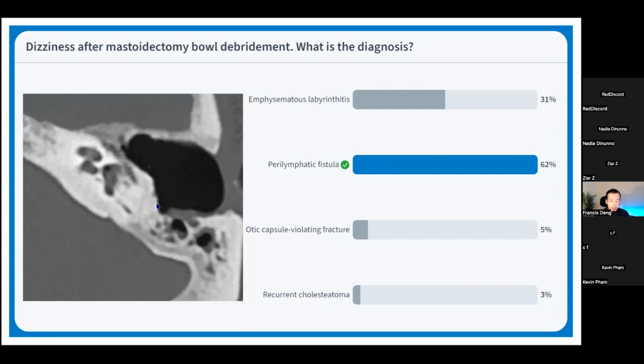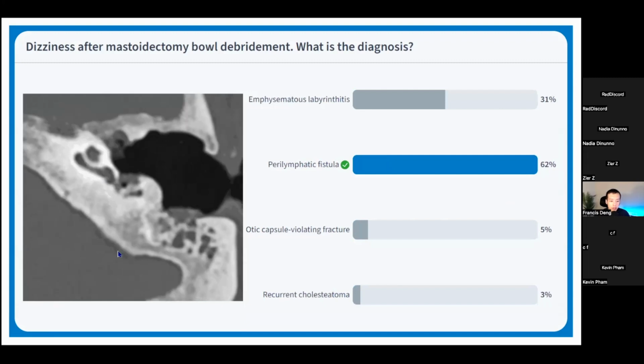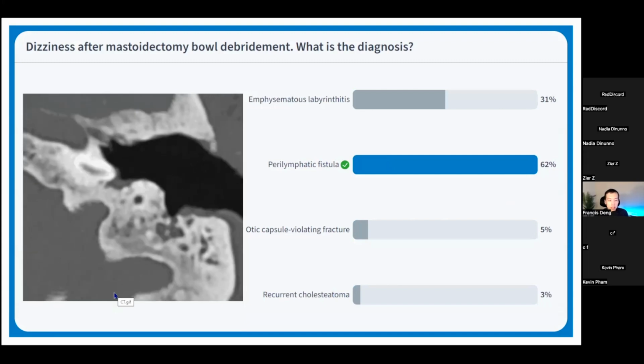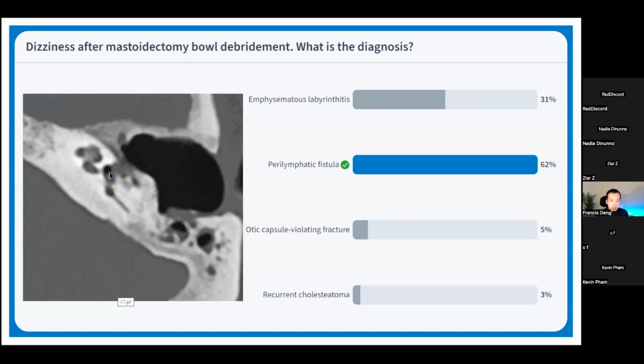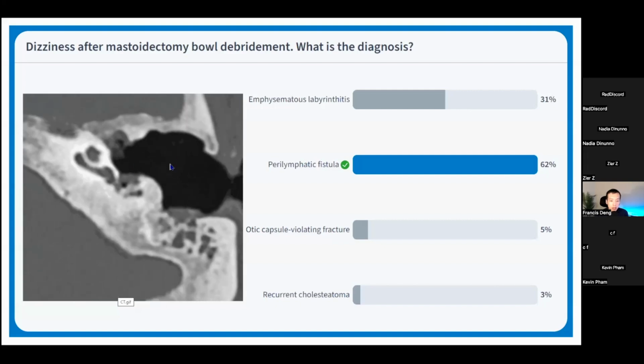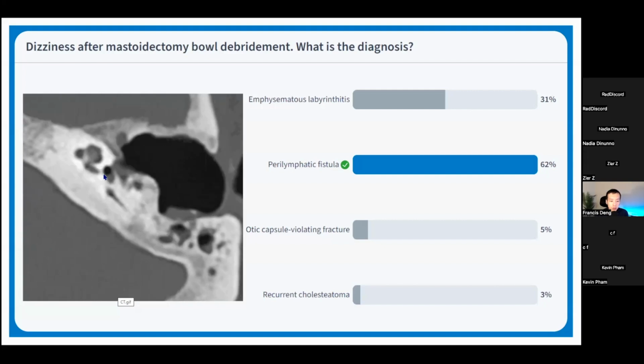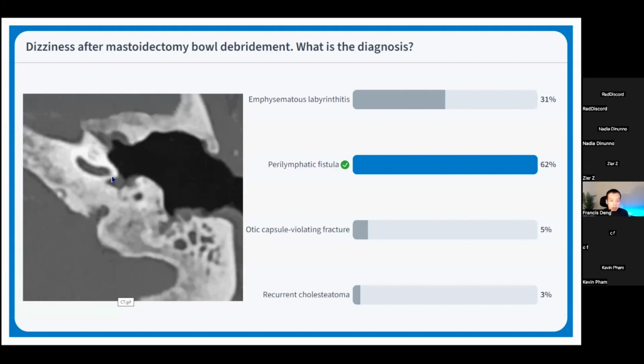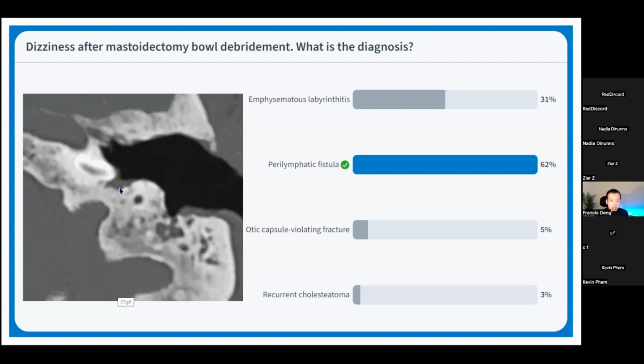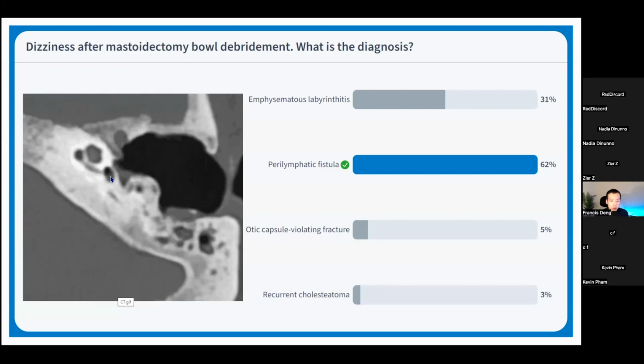So the major finding in this case is the presence of air within the vestibule, and that is not a normal finding. That suggests an abnormal communication between the labyrinth and the outside world. You might call this finding pneumolabyrinth. The presence of air in the labyrinth suggests that there's an opening, such as in the oval window.